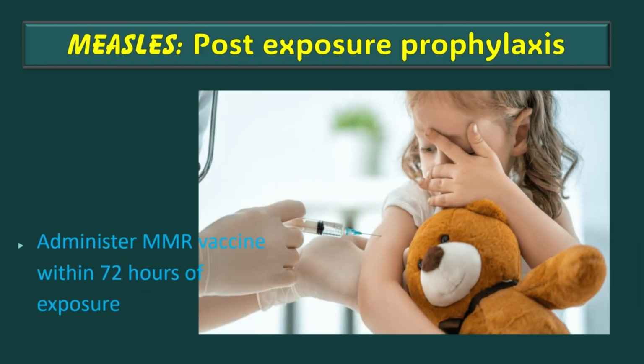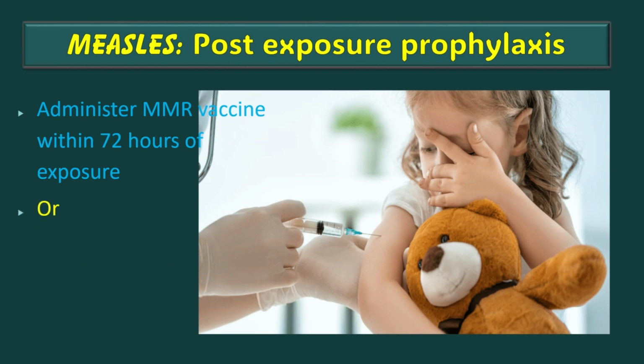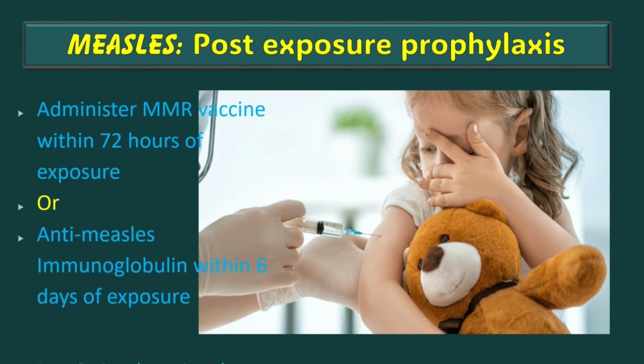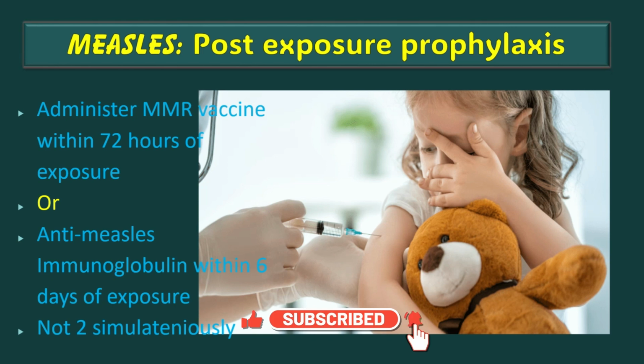Post-exposure prophylaxis: administer MMR vaccine within 72 hours of exposure if you know it, or give anti-measles immunoglobulin within 6 days of exposure, but not both to a person. Either vaccine or immunoglobulin.